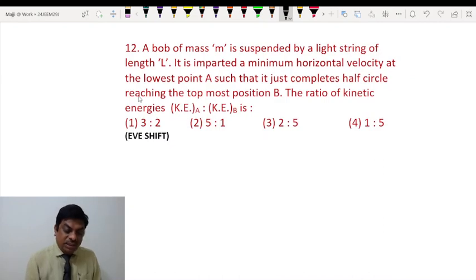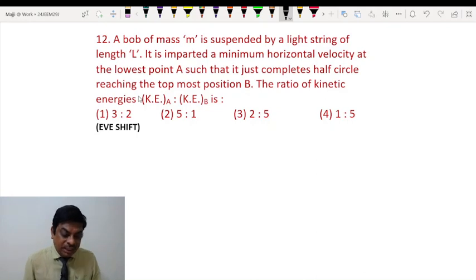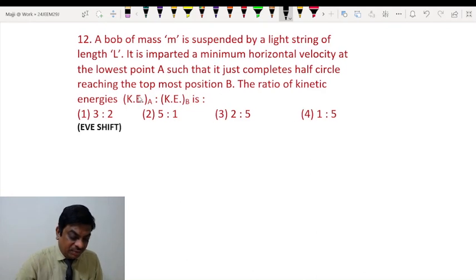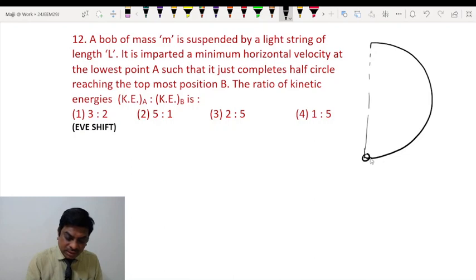A bob of mass m is suspended by a light string of length L. It is imparted a minimum horizontal velocity at the lowest point A such that it just completes half circle reaching the topmost position. The diagram will be something like this. Find the ratio of kinetic energy at A to that at B. This is the center of the circle. So L is the what we call radius, which is this.